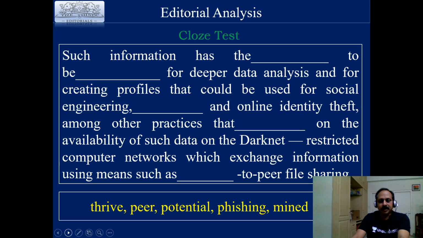Let us have a look. Such information has what? Ask the question, has what? Such information has the potential to be mined. The first word is potential, the second word is mine, for deeper data analysis and for creating profiles that could be used for social engineering. And what is the next one? Phishing, social engineering, phishing, and online identity theft, among other practices that thrive. What is the next one? Thrive. Where do they thrive? On the availability of such data on the darknet. Restricted computer networks which exchange information using means such as peer to peer file sharing. That is right. 1 potential, 2 mine, 3 phishing, 4 thrive, and 5 peer.